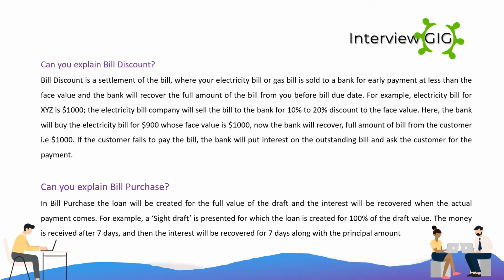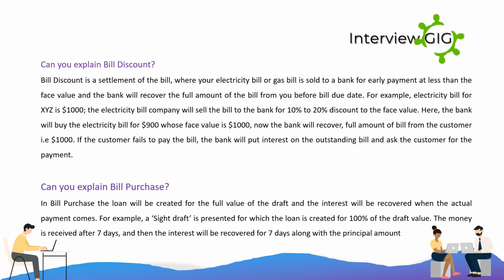For example, the electricity bill for XYZ is $1,000. The electricity company will sell the bill to the bank for a 10% to 20% discount to the face value. Here, the bank will buy the electricity bill for $900 whose face value is $1,000. Now the bank will recover the full amount of the bill from the customer, i.e., $1,000. If the customer fails to pay the bill, the bank will put interest on the outstanding bill and ask the customer for the payment.